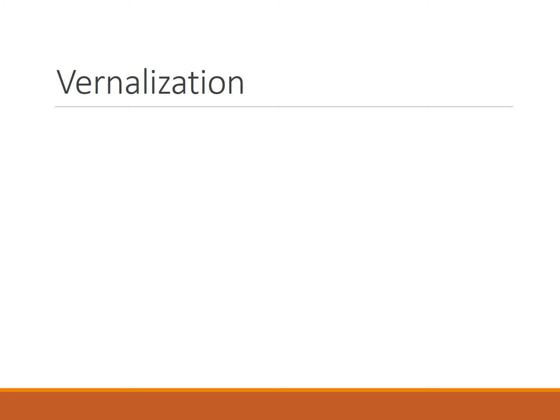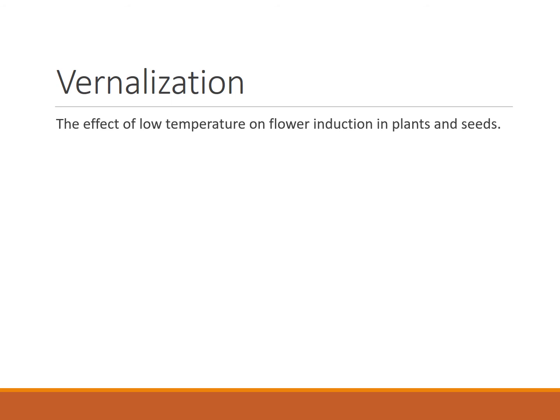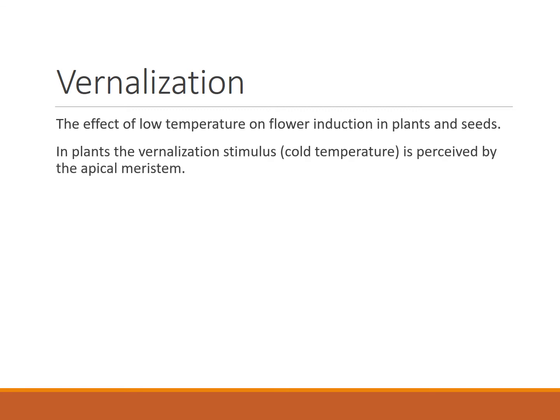Shifting gears again, another effect of temperature on plants is vernalization. Vernalization is the effect of low temperatures on flower induction in plants. In plants, the vernalization stimulus is the cold temperature, which is perceived by the apical meristem. The cold temperature stimulus induces the apical meristem to change into a floral meristem and eventually into flowers.